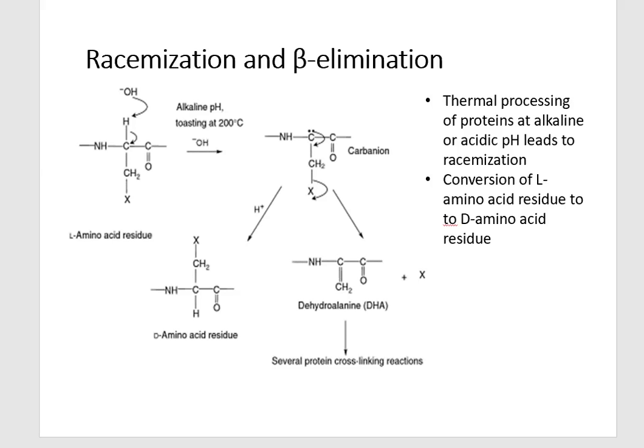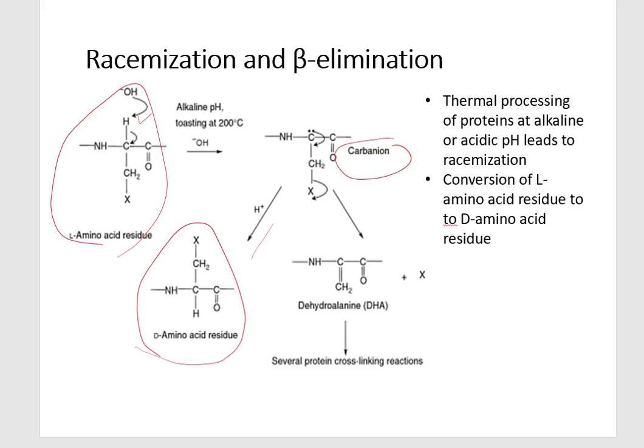It involves the initial abstraction of the proton from the alpha carbon by a hydroxyl ion. And the resultant product is called carbanion. So this carbanion loses its tetrahedral asymmetry. And subsequent addition of a proton from solution can occur either from the top or bottom of the carbanion. And this results in racemization of the amino acid residue here. It starts with L and is converted to D here.